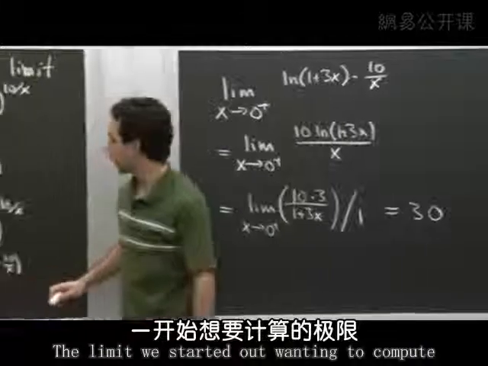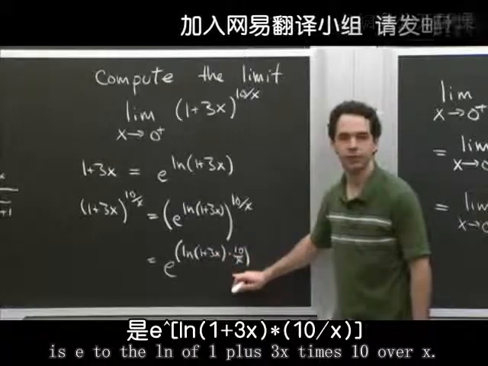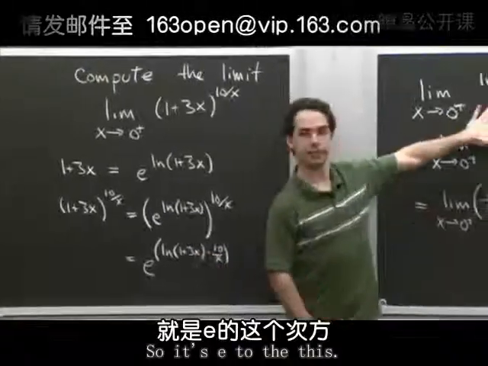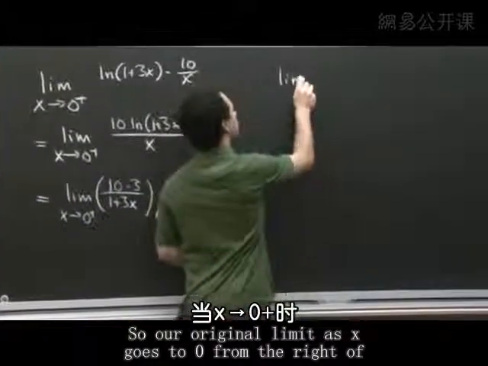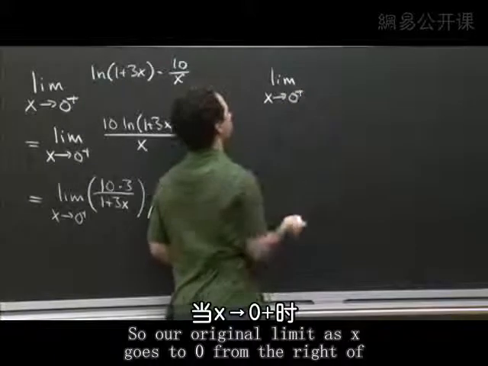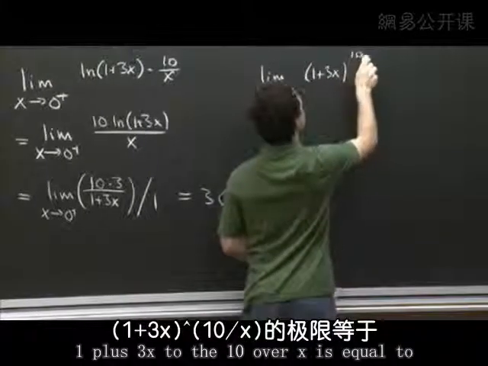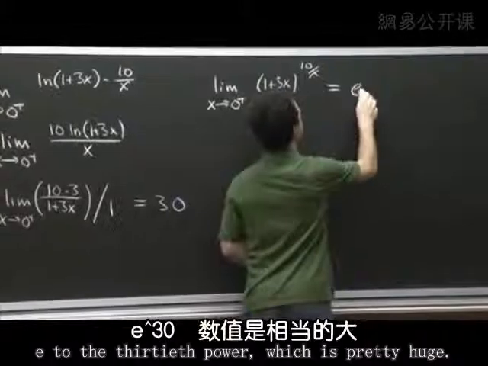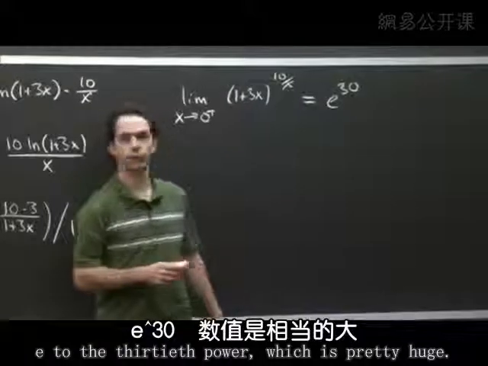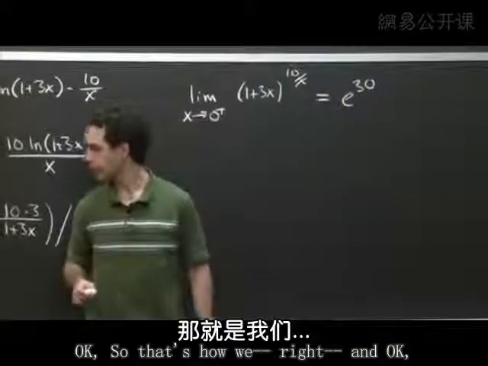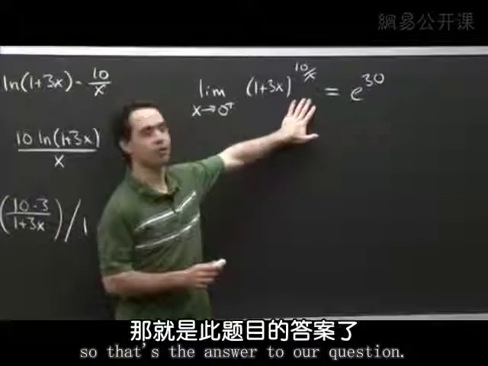Okay. So this limit is equal to 30, but this isn't the limit that we started out wanting to compute. The limit we started out wanting to compute is e to the ln of (1 plus 3x) times 10 over x. So it's e to the this. So our original limit as x goes to 0 from the right of (1 plus 3x) to the 10 over x is equal to e to the 30th power, which is pretty huge. OK, so that's the answer to our question.